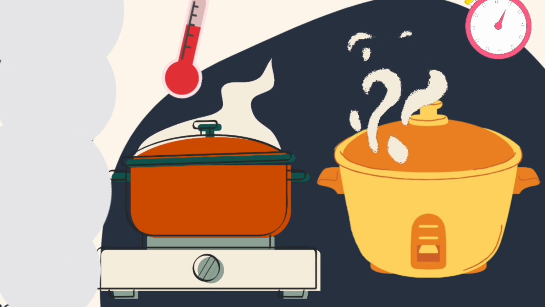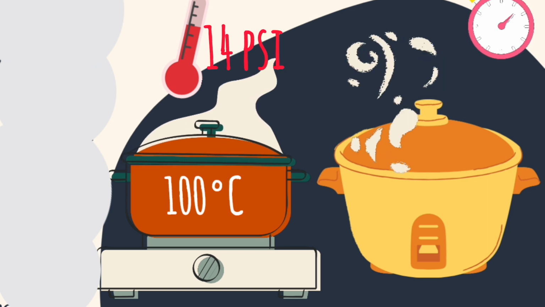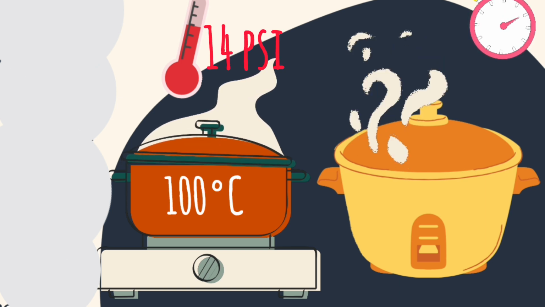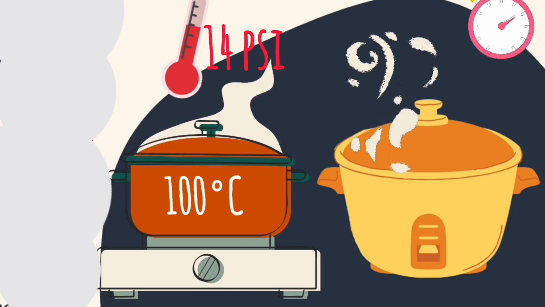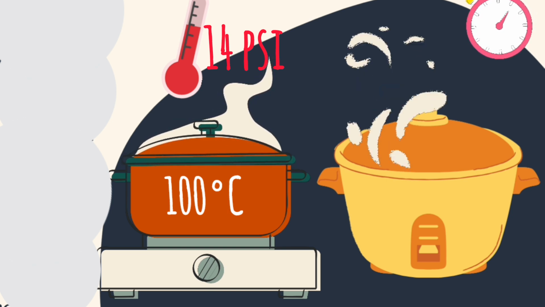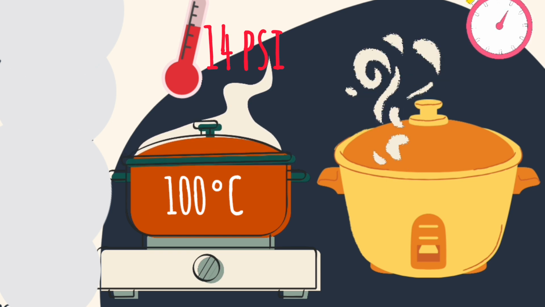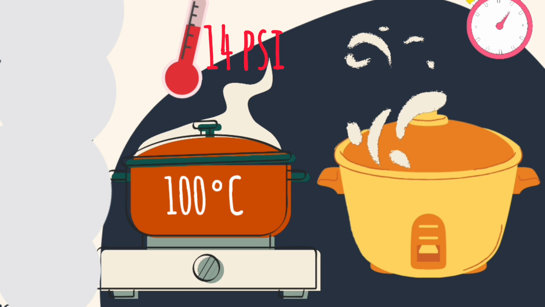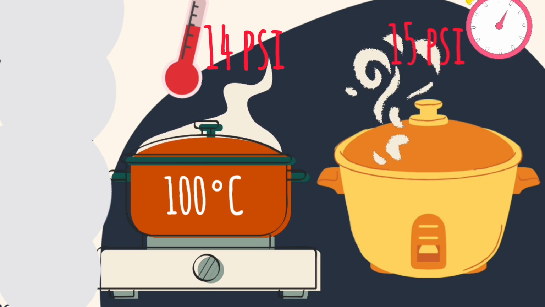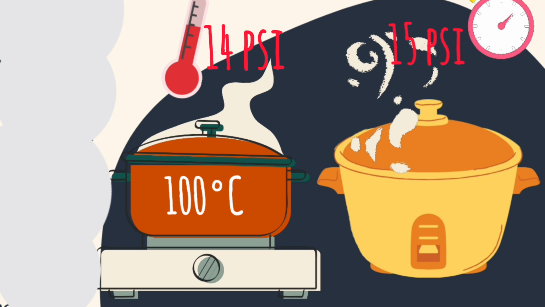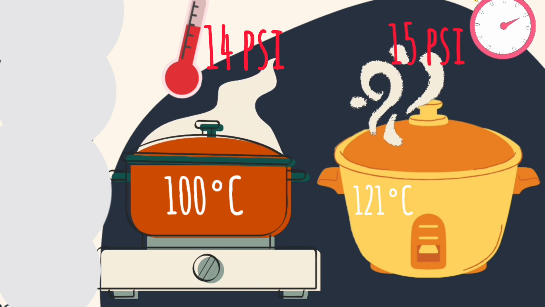Why did it happen? It happened because at sea level, normal atmospheric pressure is 14 psi, at which the temperature of food in an ordinary pot remains at 100 degrees centigrade. On the other hand, as the pressure cooker is sealed, its pressure increases up to 15 psi, which results in an increase in temperature up to 121 degrees centigrade.